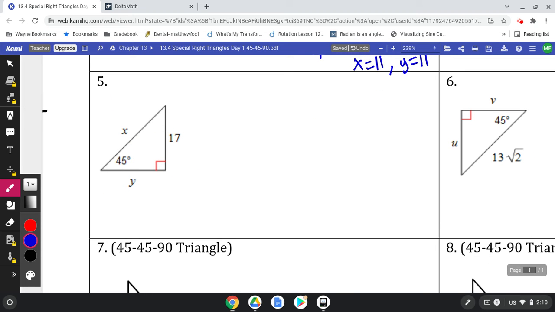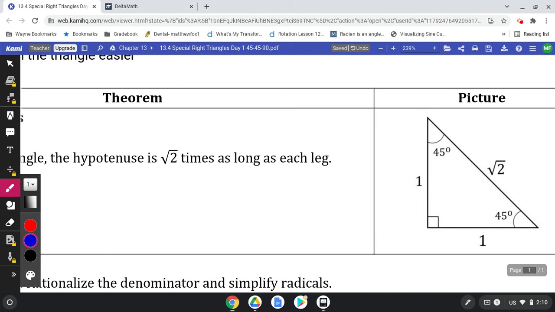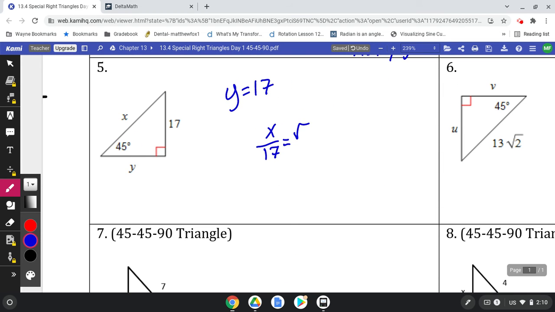All right, on to the next one. This one, we need to find both x and y. y is a leg. It's very easy. y will be the same as the other leg, which is 17. x is a little more difficult, so let's put x over 17 equals, since x was the hypotenuse, our hypotenuse up here, remember, square root of 2. So we put that square root of 2 on top, all over 1. Cross multiply, we'll get x equals 17 square root of 2.